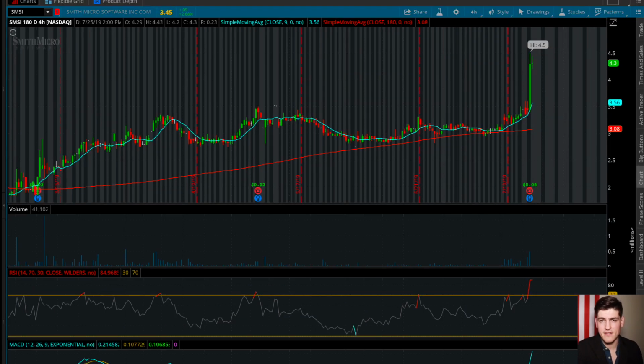Well, what about something like SMSI? It ran up massively. This is what I like to call an inflamed banshee. But let's say that you discover this towards the end of the run-up and want to take a position. What point now do you set your stop loss?